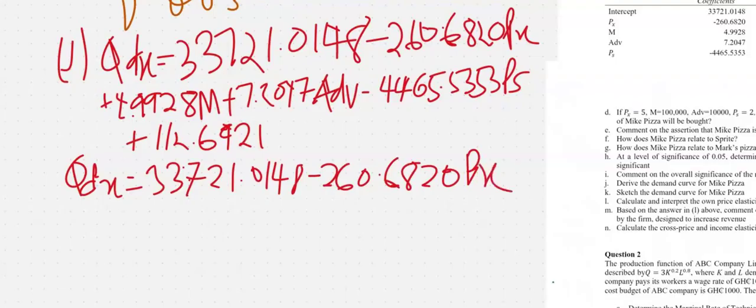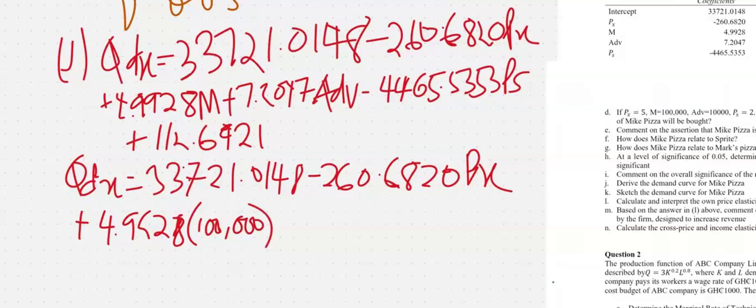Then plus, okay, so this we're going to change. Plus 4.9928 and M, what is the value of M? M is 100,000. We're going to change the 100,000. Plus 7.2047. Advertising is 10,000.